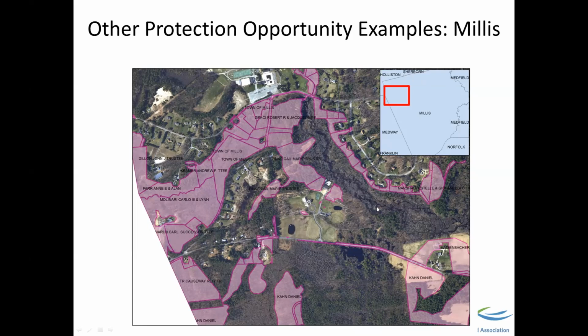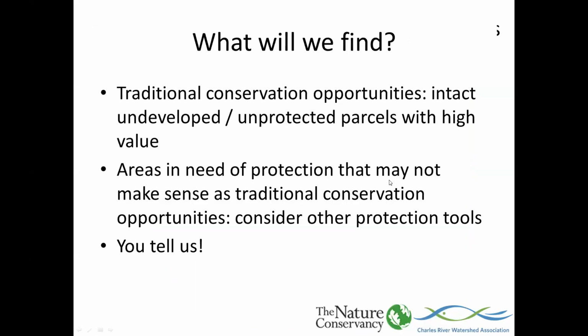So maybe it's zoning, maybe it's expanding your wetland ordinance, maybe it's bringing flooding and climate impacts into your local wetlands ordinance. Different tools out there for different folks, but the mapping tool can just help you identify some of those areas that might behoove you to protect, whether it's traditional conservation or not. And then the last one, please tell us if you use the tool.